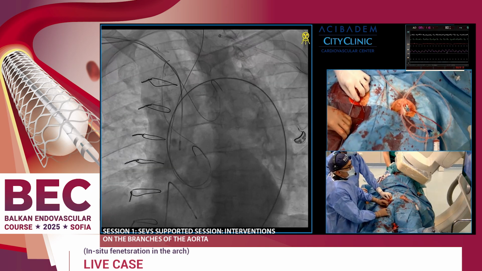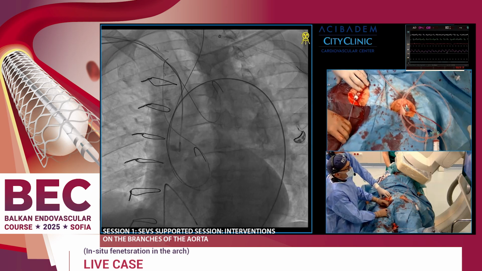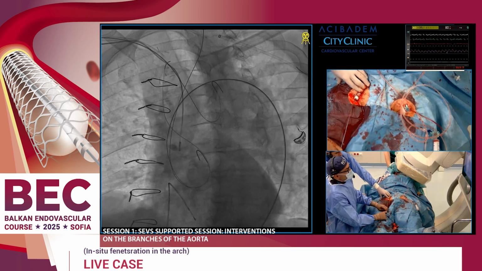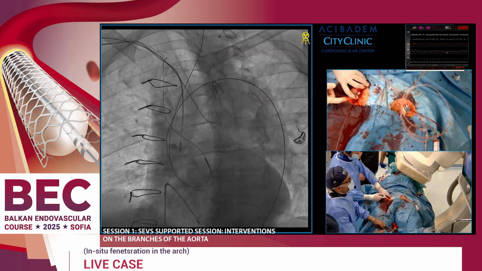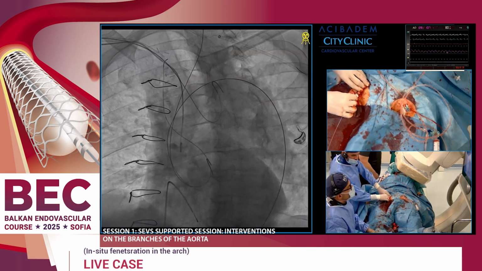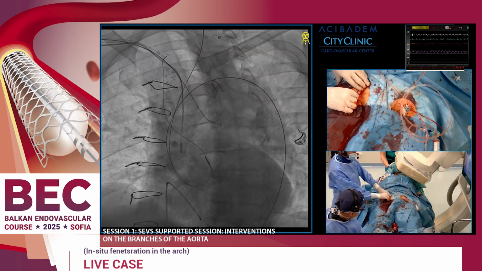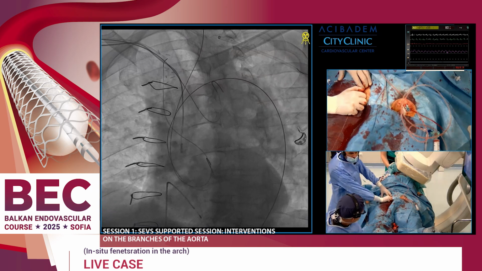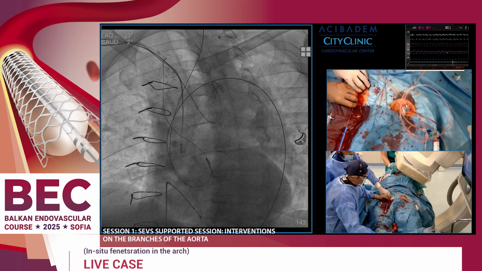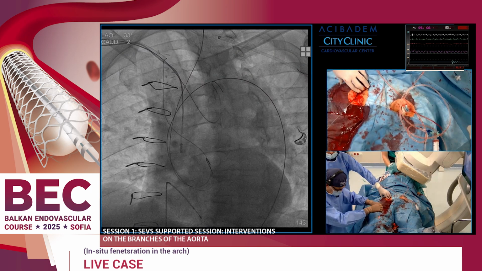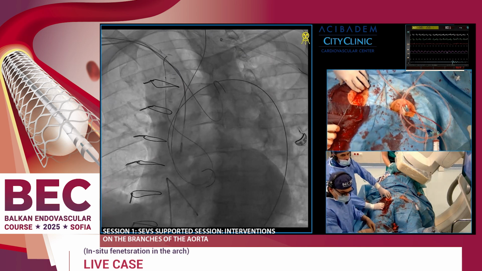So, this is the loop of the Lunderquist over the aortic sinuses. And you have selected the curved Lunderquist in order not to damage the aortic valve. Yes. Absolutely, it's pre-shaped and a little more. So we increase slightly the curve of the Lunderquist in order to be gentle and not to damage anything.